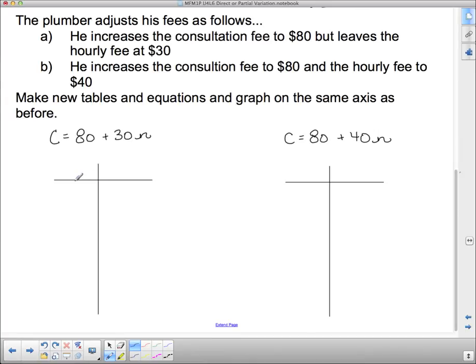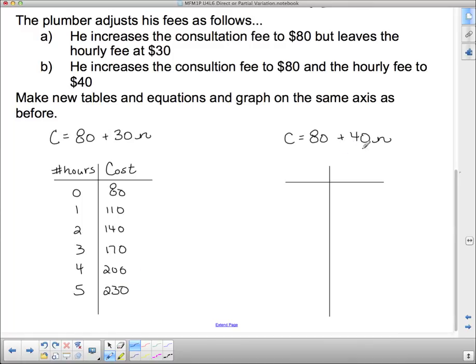So what's this going to look like as far as our table? Number of hours and cost. So we're going to go 0 to 5, 0, 1, 2, 3, 4, 5. So our initial value is $80. We owe him that no matter what. And then he's going to add $30 for each additional hour. So we can go up by 30s here. So that's going to be 110, 140, 170, 200, and 230.